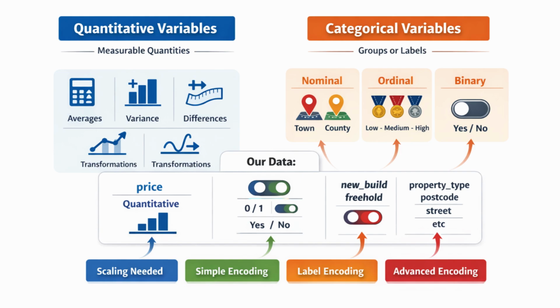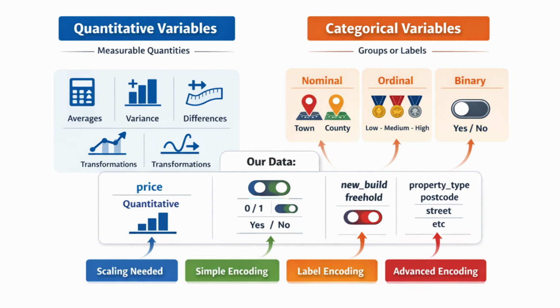Ordinal variables. Ordinal variables are categorical variables with a meaningful order. For example, low, medium, high; bronze, silver, gold; satisfaction rating 1 to 5. There is ranking, but the distance between categories is not necessarily equal. In our dataset, we do not have strong ordinal variables. Property type may appear ordered by price, but that ordering is statistical, not inherent.